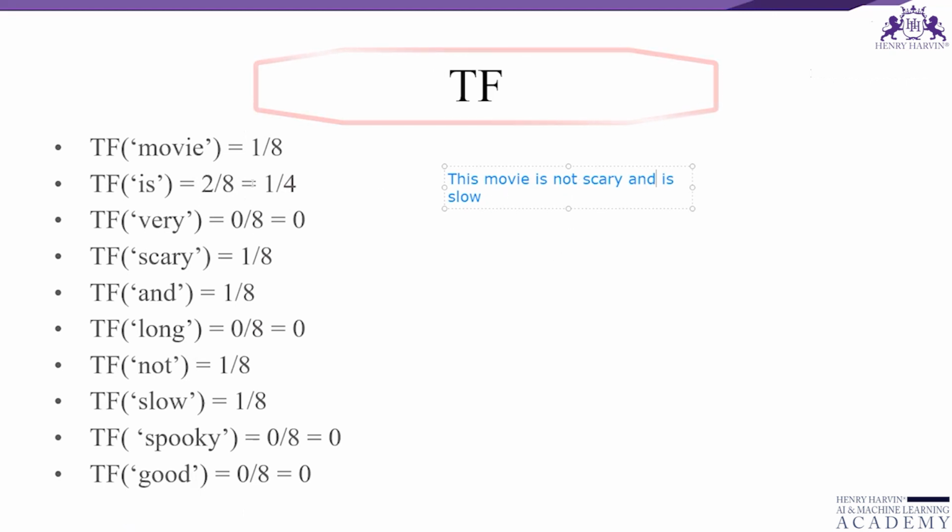So "very" is not there. That's why we are writing it as 0. And scary. Scary is there only one time out of 8 and has appeared only once. So this is how it is being written. So hope this is clear. So this is how term frequency is being found.